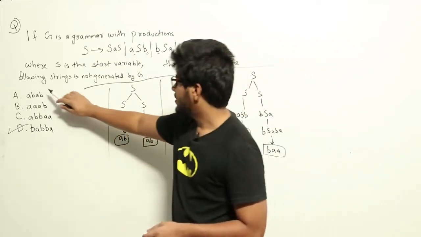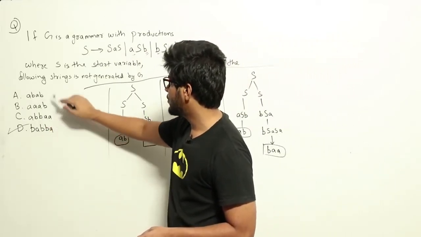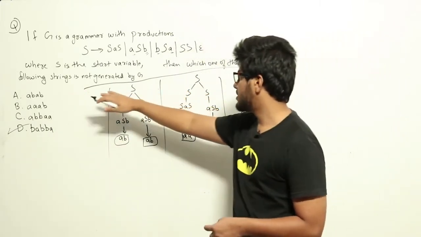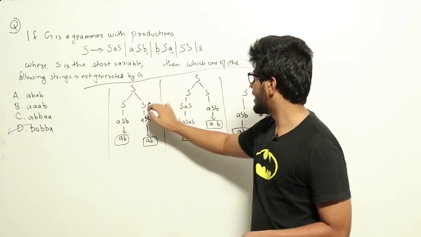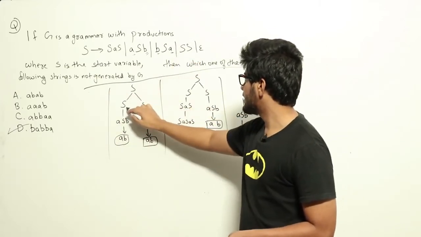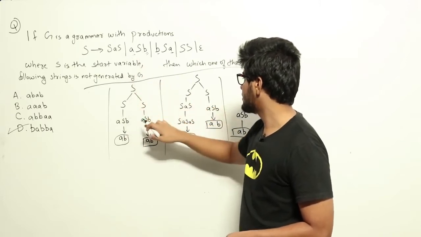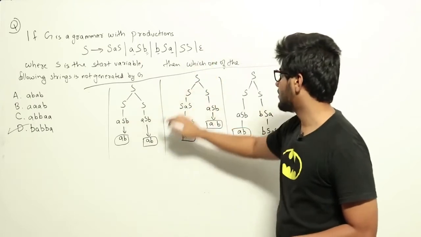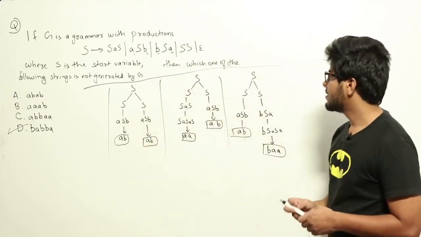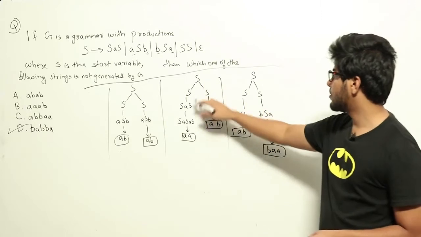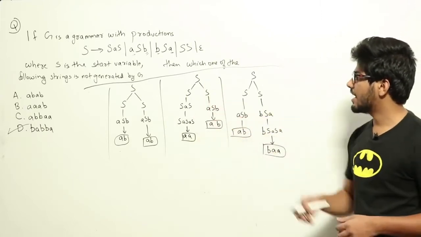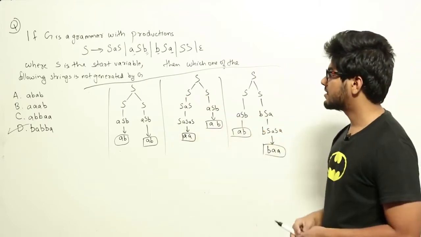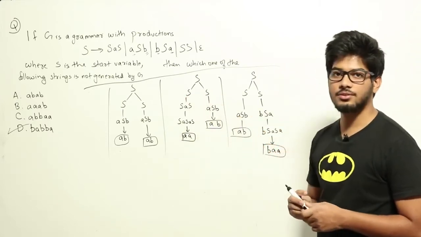Now, from this we got the answer, but I will show you how these strings are generated as well, A, B, C. So how to generate A, B, A, B: S gives S and S, that's from this production. This S can give A, S, B, that is this production. S gives A, S, B, same. And this S here goes to epsilon, meaning we get A, B, A, B. Similarly, for A, A, A, B, we can follow this path. And for C, A, B, B, A, A, you can follow this path. You can verify this for yourself and see that all those three are generated by this grammar. Only D won't be generated, so that's the answer.